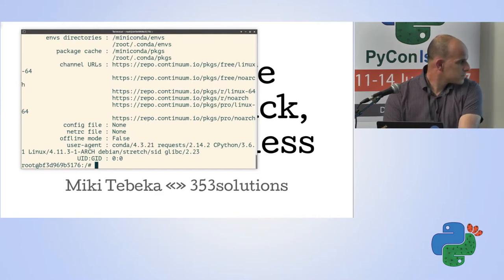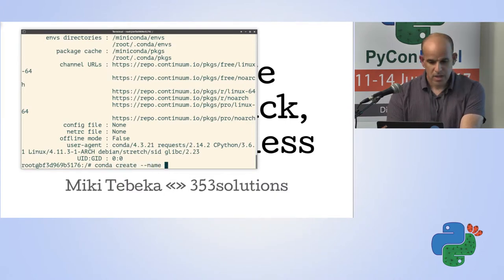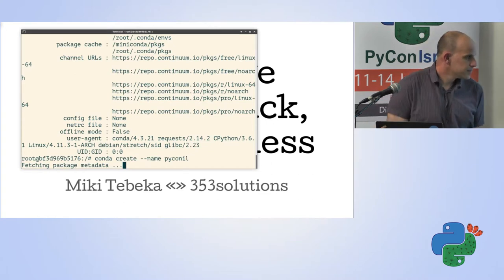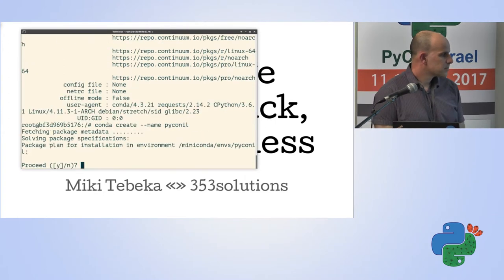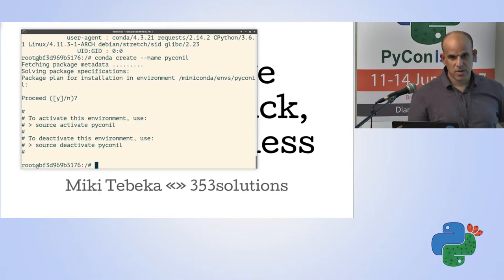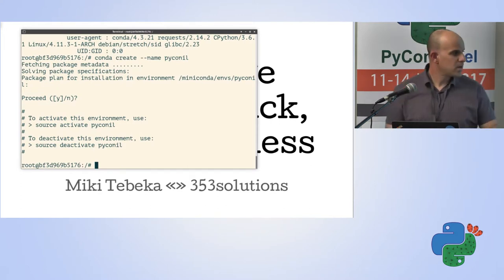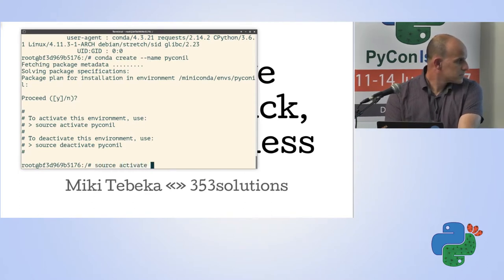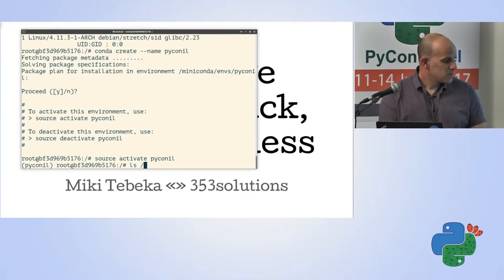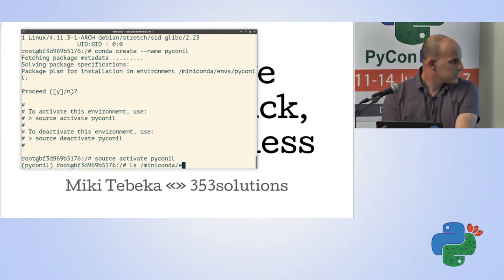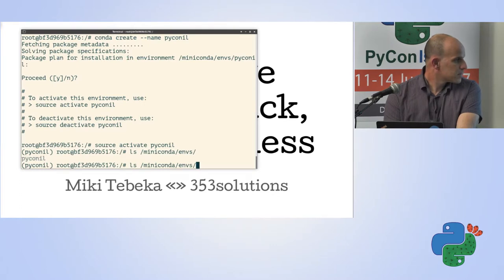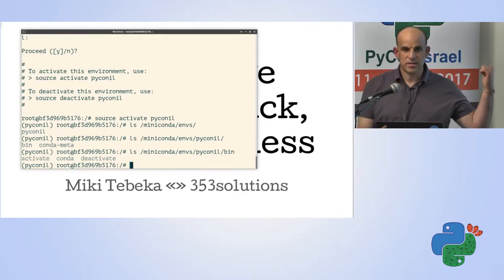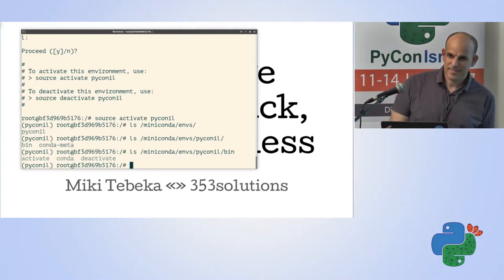So we're going to do conda create --name, and we'll call it Pycon IL. Right, and it tells us what to do in order to activate the environment. We need to do source activate Pycon IL to be inside the environment, and when we want to get out, we do source deactivate. And the environment itself is found in miniconda env. And if you look at the bin directory, we see that something is missing there, right? There's no Python. Okay, we created an empty environment.